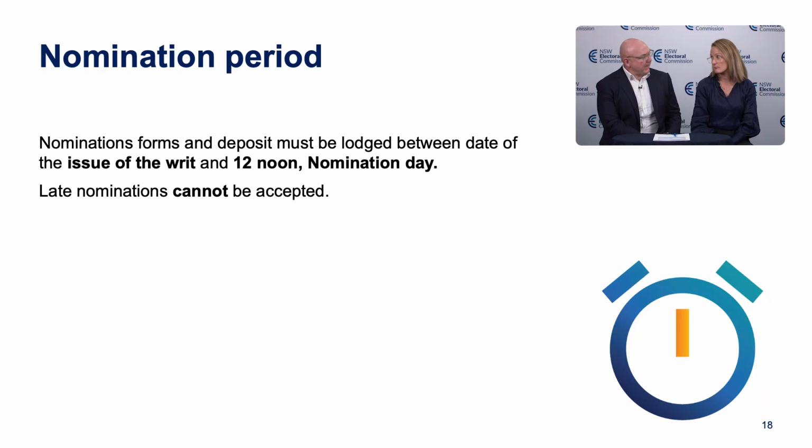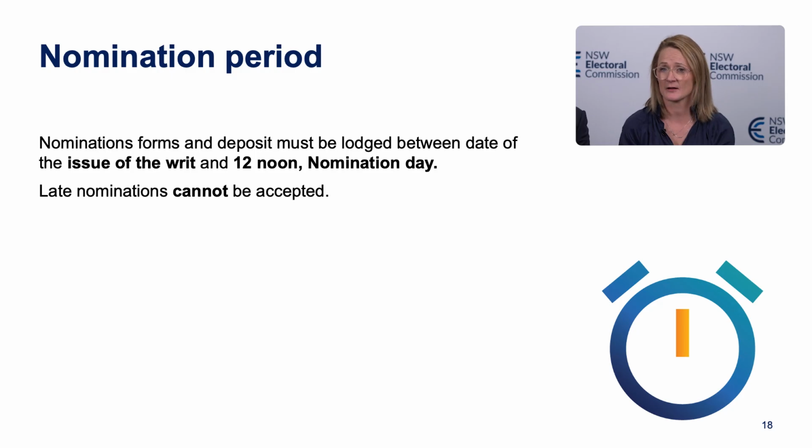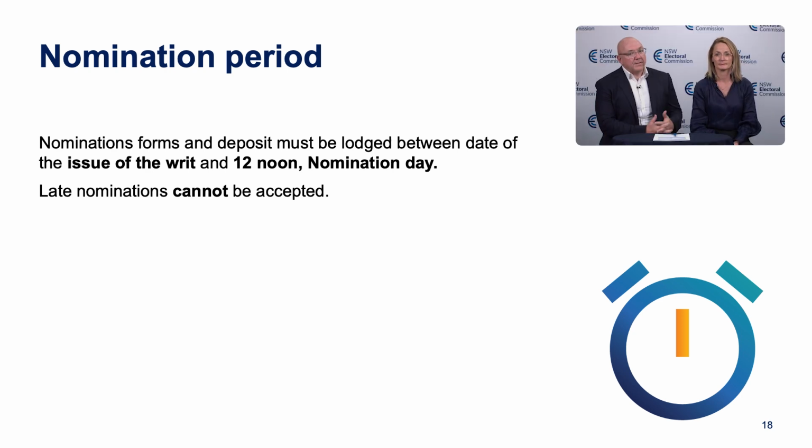Now, a nomination and the nomination deposit must be lodged with the election manager for the district that you are contesting or the New South Wales Electoral Commission. The period for which you can lodge your nomination will be available on the New South Wales Electoral Commission's website under key dates. It's important to note no late nomination can be accepted, and a candidate cannot correct a nomination after the close of nominations. Also, a candidate cannot withdraw their nomination after 12 noon on the nomination day.